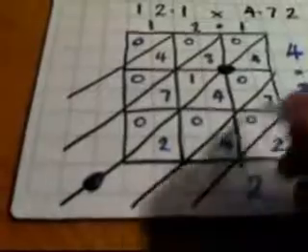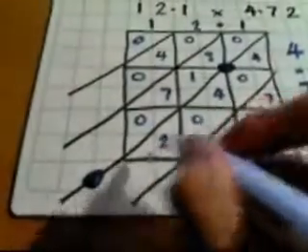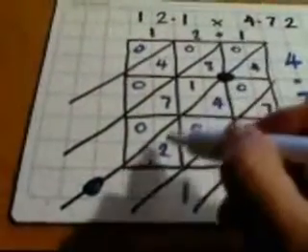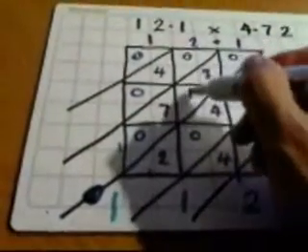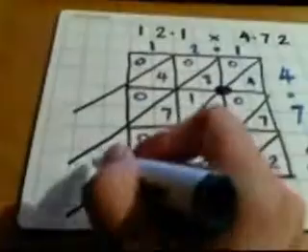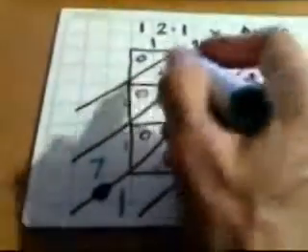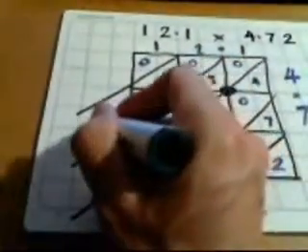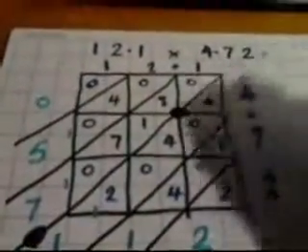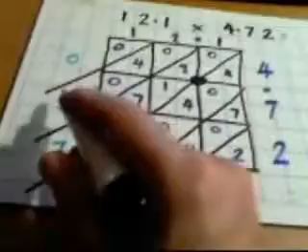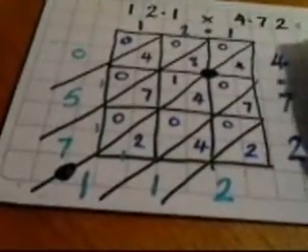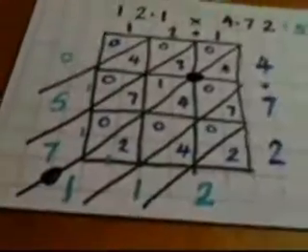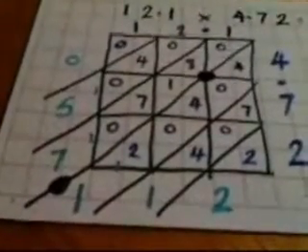So I get 2 there, 7 and 4 is 11, so I've got 1 to carry. 4 and 4 is 8, and 2 is 10, and 1 gives me 11, 1 to carry there. 8 and 1 is 9, and 7 is 16, and 1 more is 17, so I've got 1 to carry. 4 and 1 is 5, and 0 at the top. So my answer to 12.1 times 4.72 is 57.112. And I know my decimal point is in the correct place.